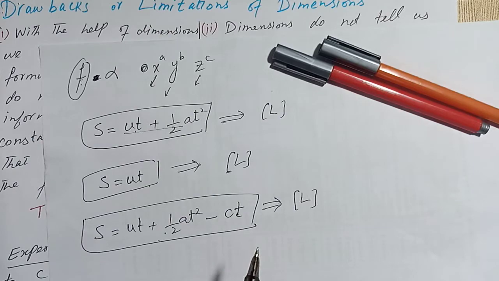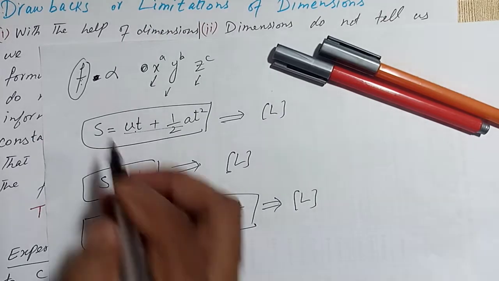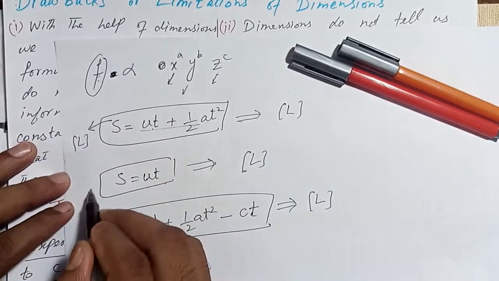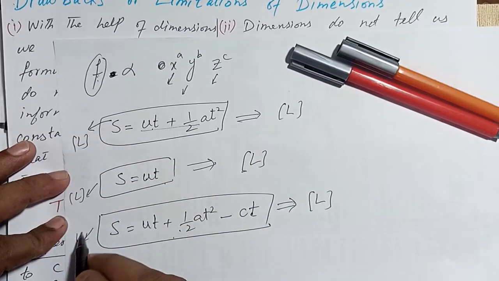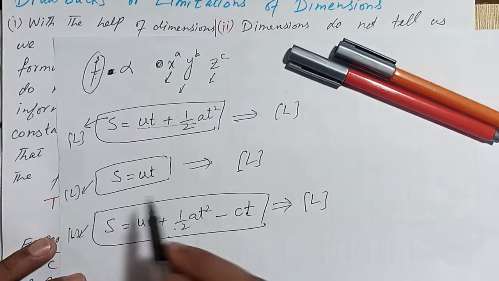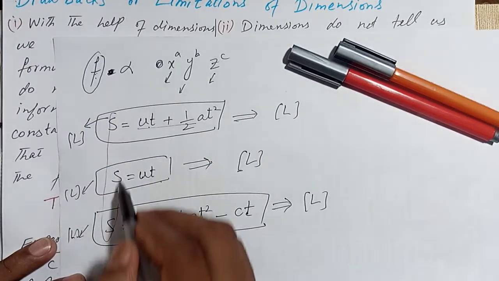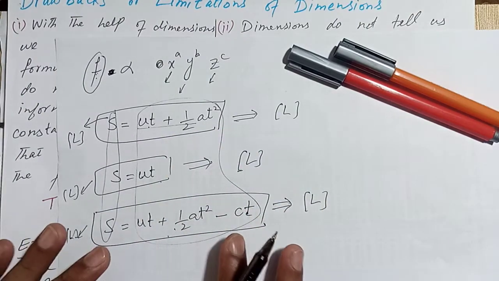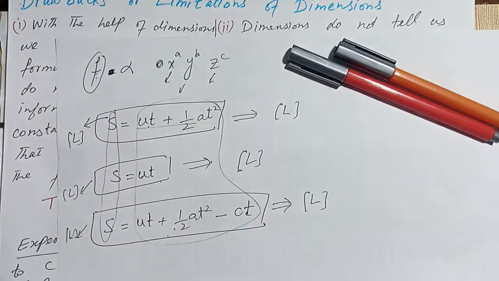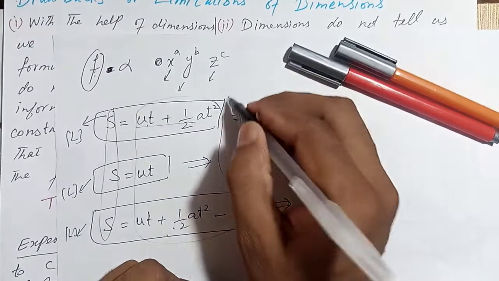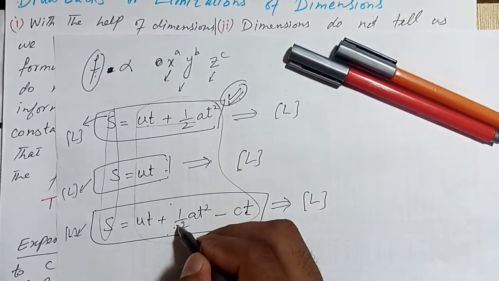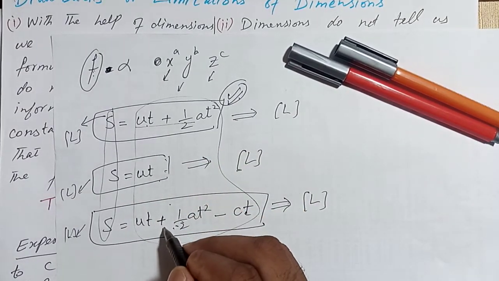The distance s has the dimension of length, so the dimensions on the left hand side of this equation and the dimensions on the right hand side of this equation are the same. So all these relations are dimensionally correct, but only this formula is correct in physics. These two expressions are not accurate.